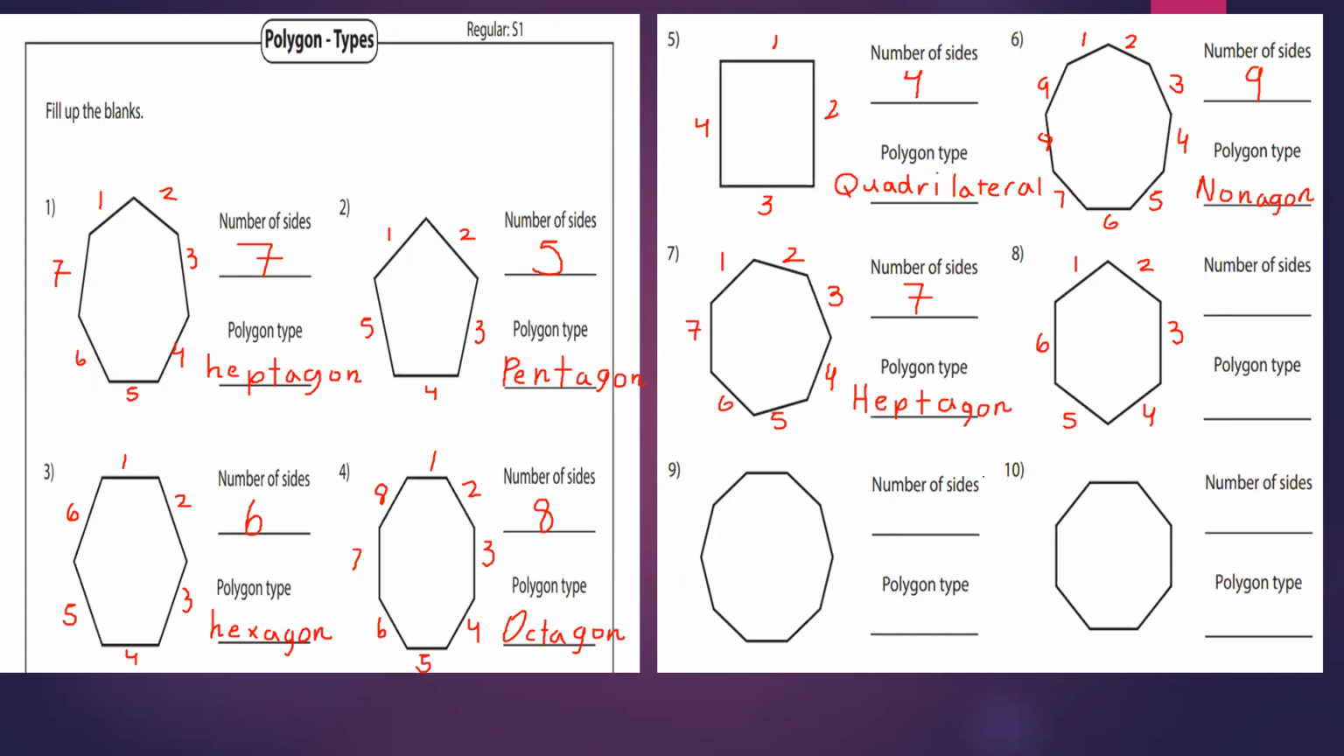All right, number 9. I want Kai Wells, number 9. Wait, before you do number 9, let me just label number 8. This is 6 sides, and this is hexagon.